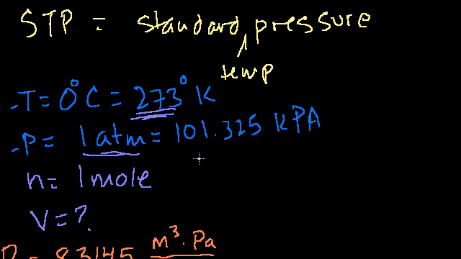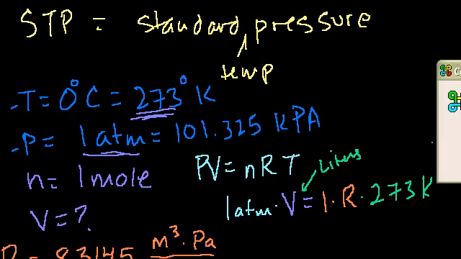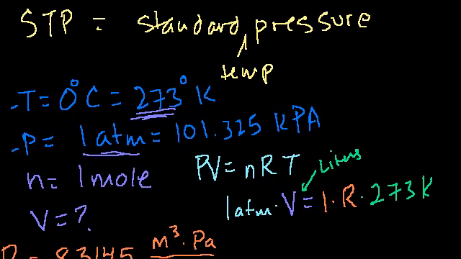So let's apply PV is equal to nRT. Pressure is 1 atmosphere, but remember we're dealing with atmospheres. 1 atmosphere times volume, that's what we're solving for, is equal to 1 mole, we have 1 mole of the gas, times R times temperature, 273. Now, this is in Kelvin, this is in moles, and we want our volume in liters.